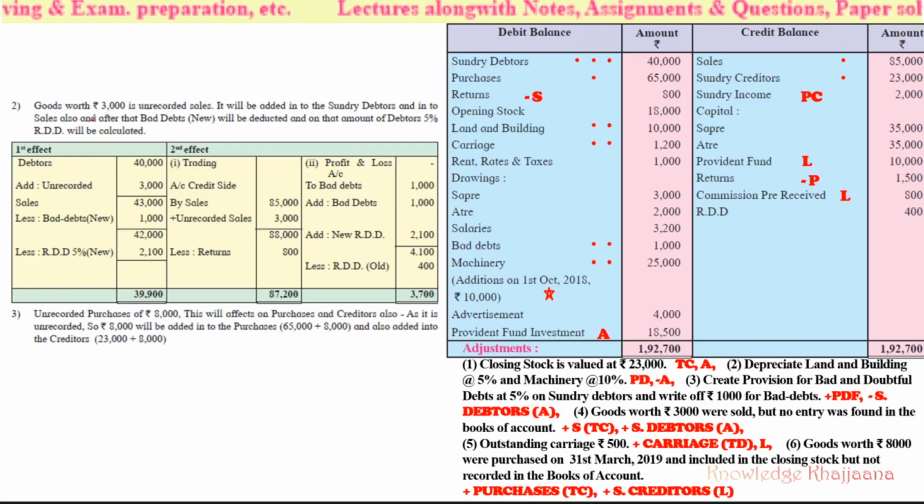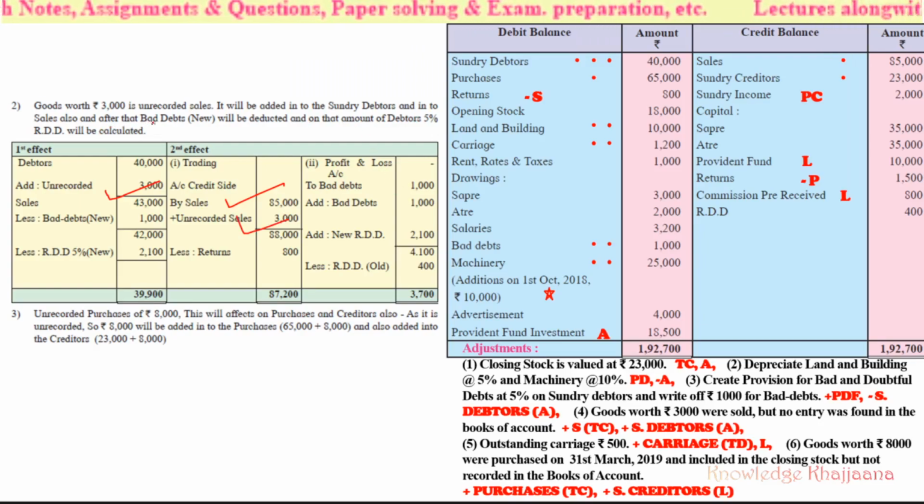See, goods worth rupees 3,000 were unrecorded sales. It will be added into the sundry debtors and into the sales also. After that, okay, so sundry debtors you have to add unrecorded sales. Similarly, trading account credit side sales plus unrecorded sales. Both the things at both the sides you have to record.